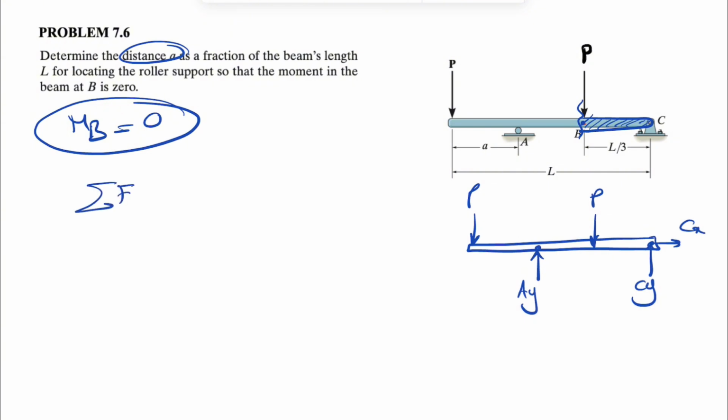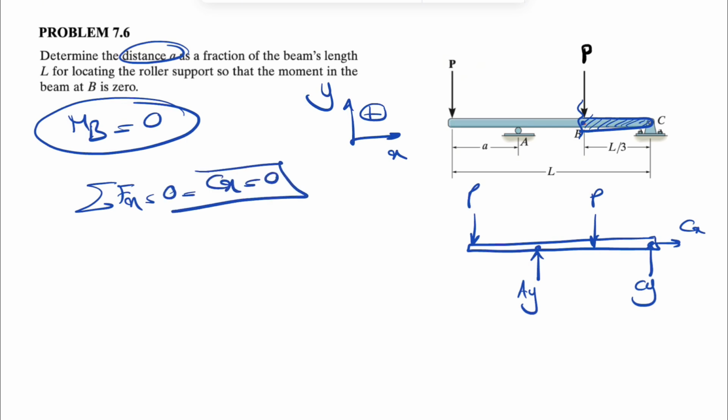If we do the sum of all forces in the x direction, we can see the only x component in here is CX, which means our CX is 0. And if we want to find CY, we just have to do the moment about point A. That way we can get rid of all the unknowns at A.